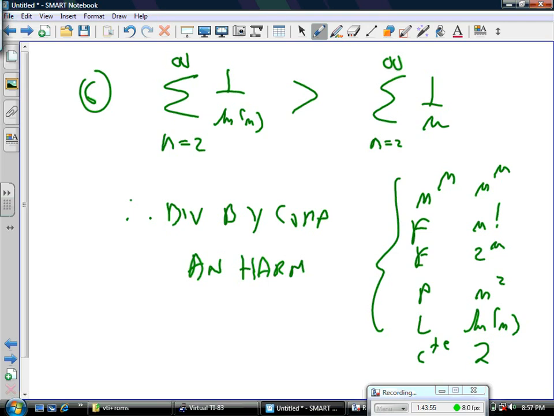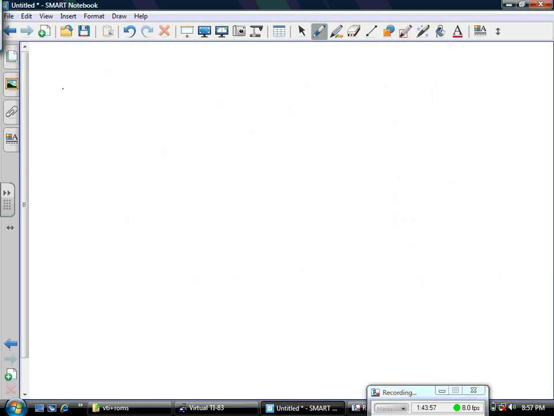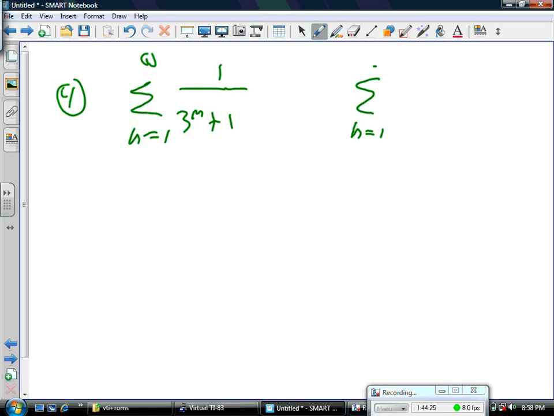One more like that. Number 4. Sigma, n goes from 1 to infinity of 1 over 3 to the n plus 1. Does that remind you of any series you know converges or diverges already? One over 3 to the n. I know that sigma, as n goes from 1 to infinity, of 1 over 3 to the n converges.